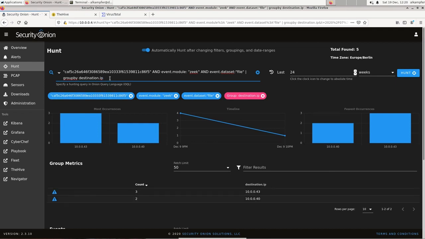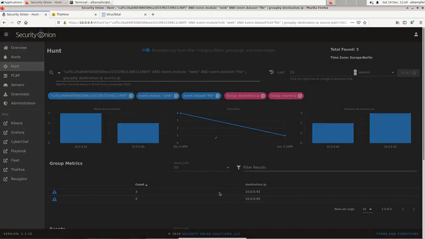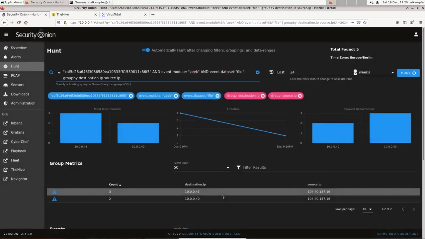You can group by destination IP and source IP, and that allows you to do much further analysis. In this situation, I have only one source IP, so I'm capable of immediately spotting that 3 times this file was downloaded by this machine from the source IP. Look at how easy it is finding information on your network with Security Onion.